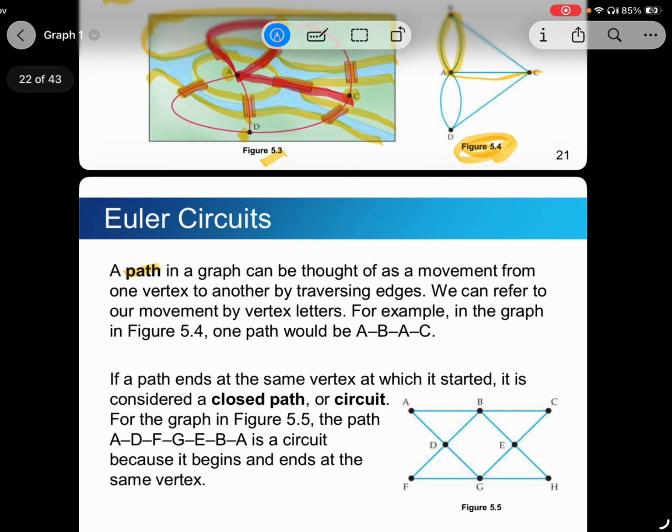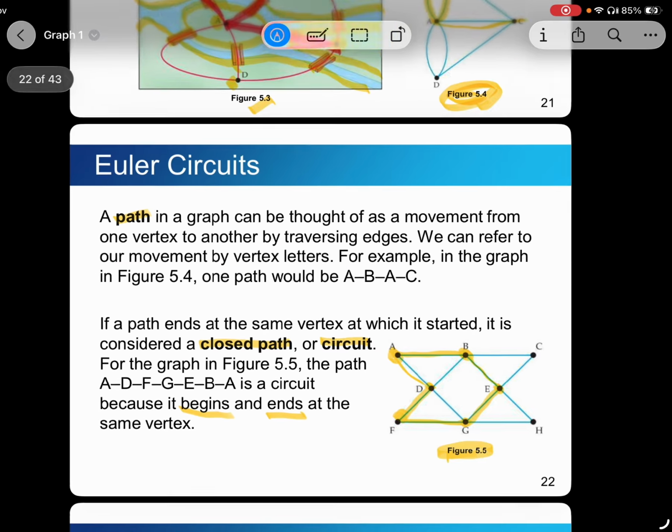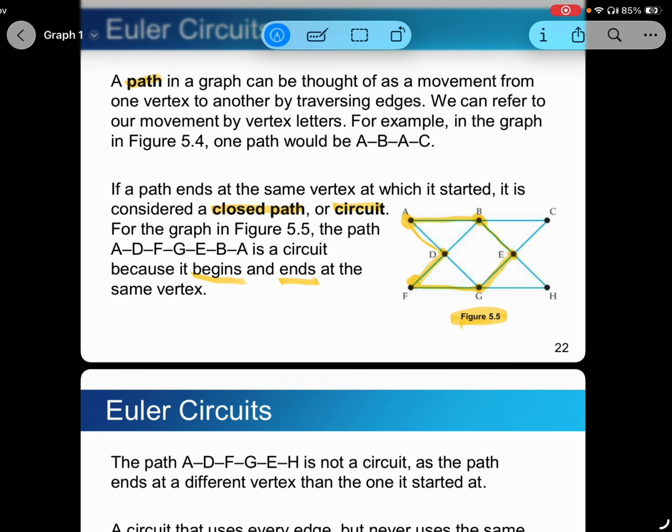If a path ends at the same vertex at which it started, it is considered a closed path or circuit. Now in figure 5.5, the path A, D, F, G, E, B, and A is a circuit because it begins and ends at the same vertex. While the path A, D, F, G, E, then H is not a circuit, as the path ends at a different vertex than the one it started.